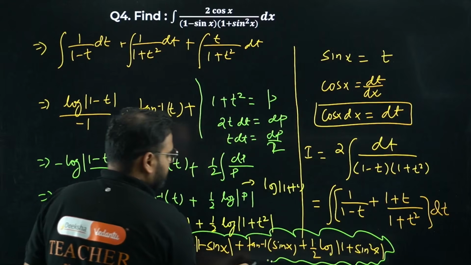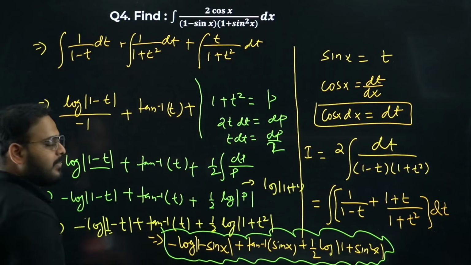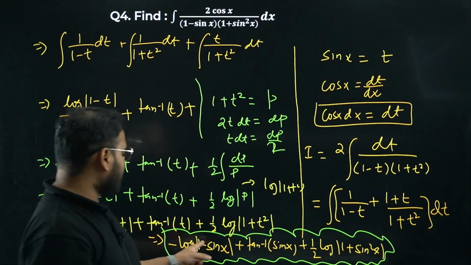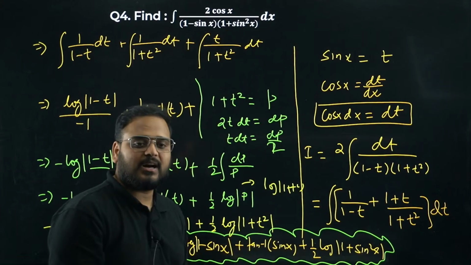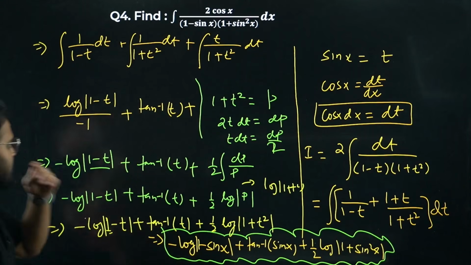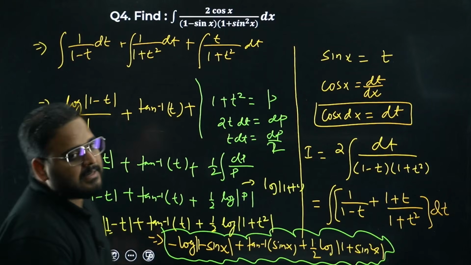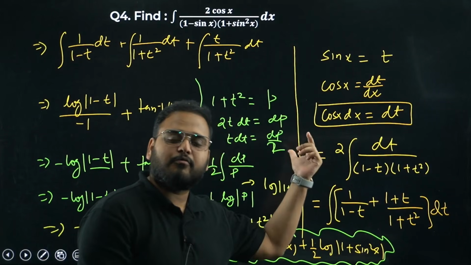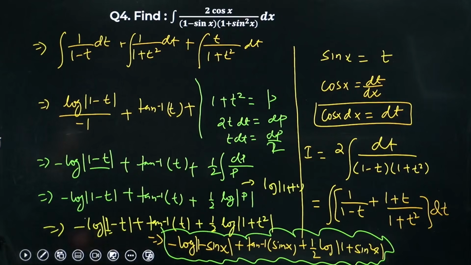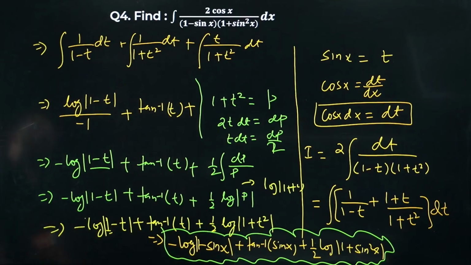Please check. Have a look. Minus log of 1 minus sin x plus tan inverse of sin x plus half log of 1 plus sin square x. Have a look. This is done. Right? Let me know if you have a doubt in this question number 4. I'll show you again. Then we'll move on to the next topic.